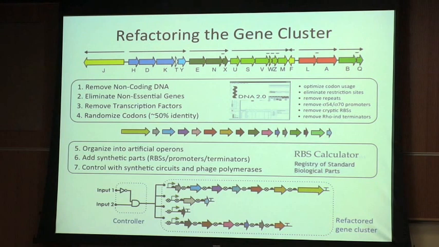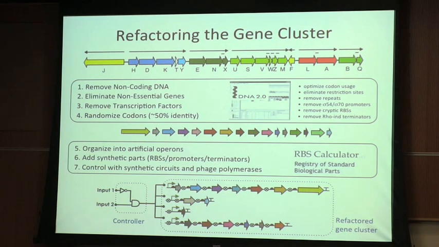We then organize the genes into artificial operons. So these are organizations that make sense to us, but not necessarily the native organization. We then add synthetic genetic parts that we've characterized in isolation, for example, ribosome binding sites and terminators and so on. We then use phage polymerase promoters to control the level of transcription. And then the last step is that we create what we call a controller. And so this is usually a genetically distinct construct that we build that has the synthetic sensors and circuitry to control the timing and the conditions for expression.